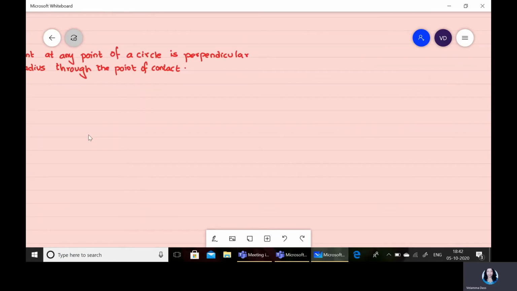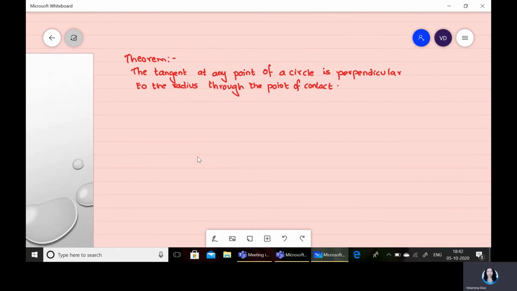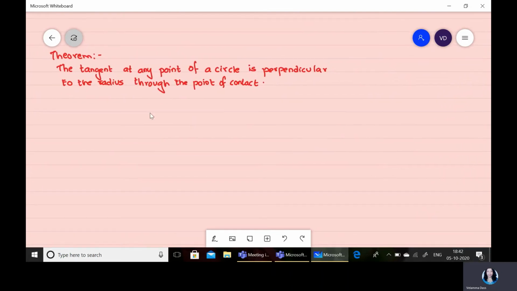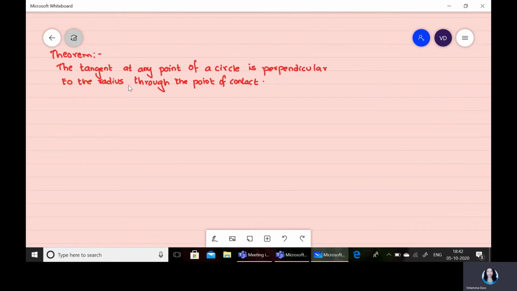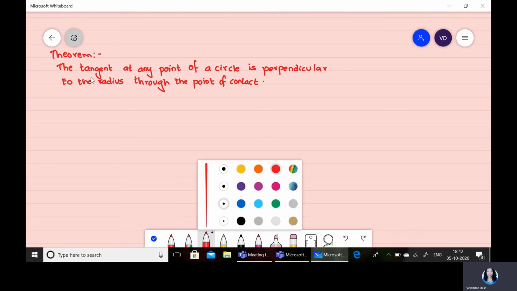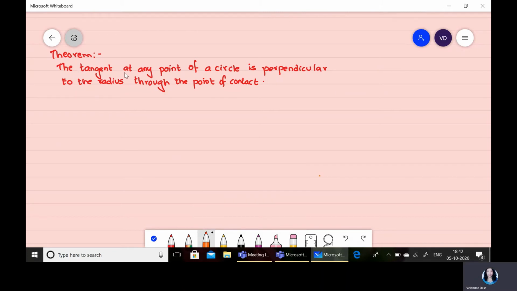The theorem is: a tangent at any point of a circle is perpendicular to the radius through that point of contact. Let's analyze the statement. The tangent at any point of a circle is perpendicular to the radius through the point of contact. So we have to analyze what is given and what is to be proved. Tangent at any point of a circle, so we understand that there is a circle.